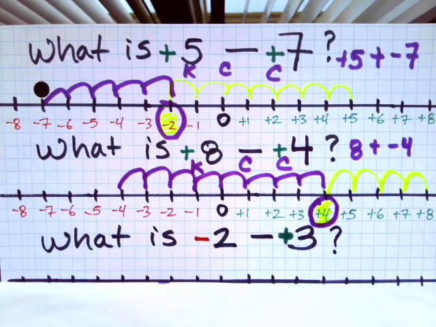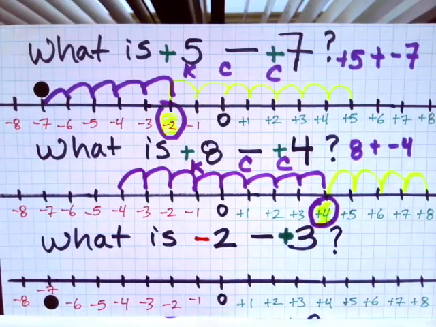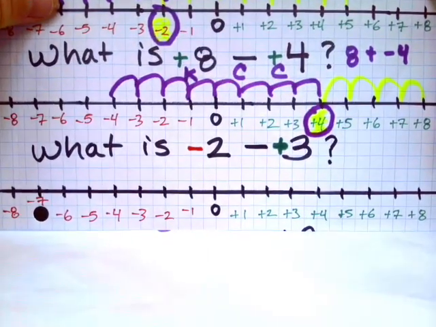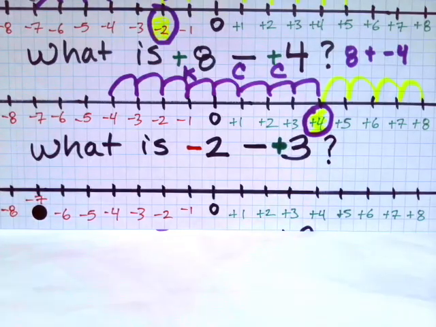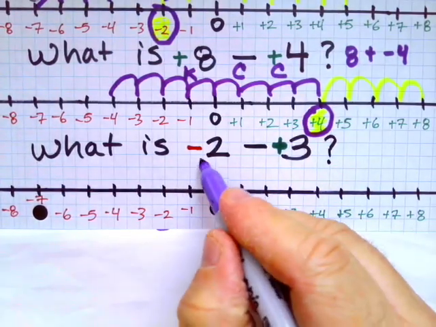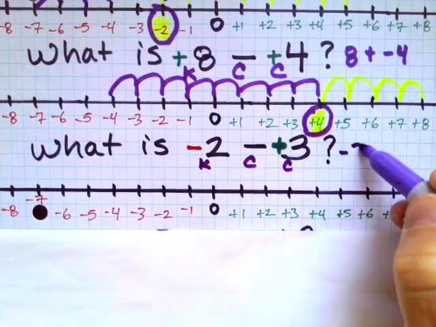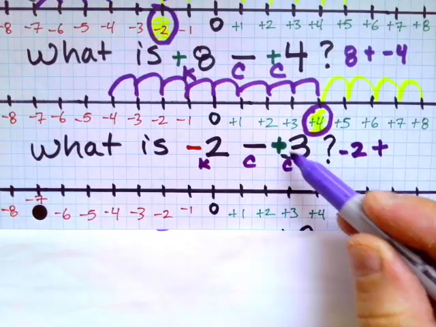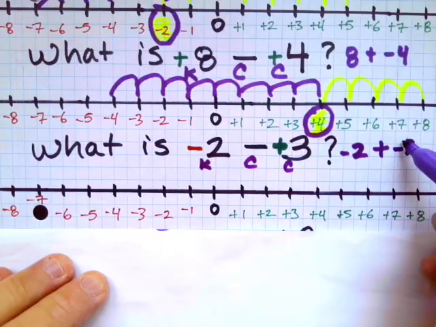I've got one more example I'd like to show you here. And again, we're going to do a keep, change, change. What is -2 minus a positive 3? Again, it's subtraction, so I can do a keep, change, change. I'm going to keep it a -2. I'm going to change the subtraction to addition. I'm going to change that positive 3 to a -3.